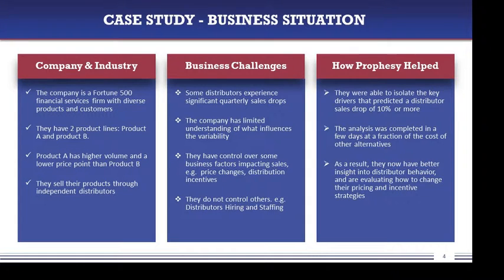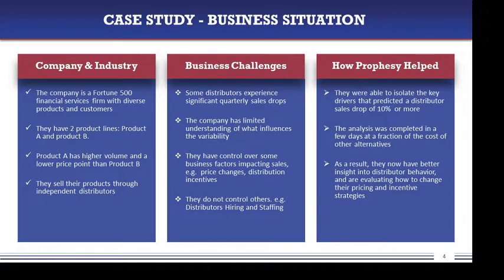To illustrate Prophecy's capabilities, we use a case study from the financial services industry. The company is a Fortune 500 financial services firm. They have two product lines, which we identify as Product A and Product B. Product B has higher volumes and a lower price compared to Product A. They sell their products through independent distributors.